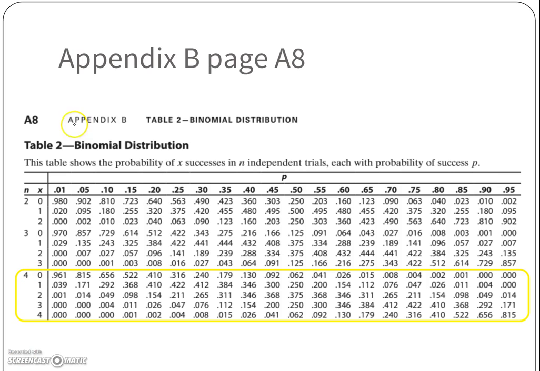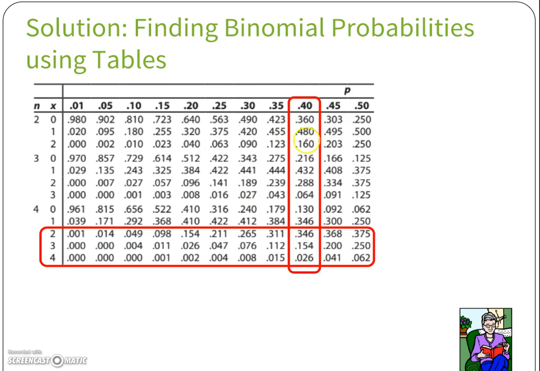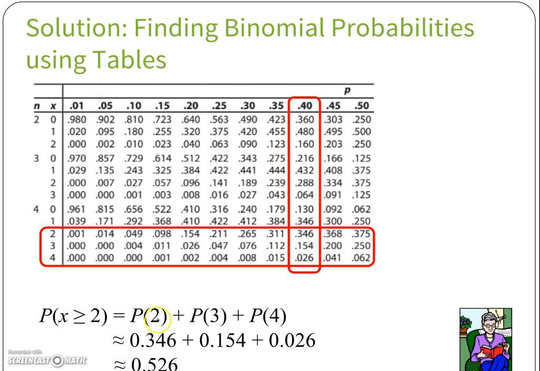In our appendix, A8 is the page number in appendix B, we can find these tables. Since our n is 4, we're looking for n is 4, and then we have our x's 0, 1, 2, 3, 4. We're looking at x equals 2, 3, and 4 when our probability is 0.4. So we're looking at the probabilities 0.4 and the rows 2, 3, and 4. So we're going to look at these 3 numbers. So we have 0.346, 0.154, and 0.026. And those are the probabilities of 2 successes, 3 successes, and 4 successes. Since we want the probability of at least 2, we're going to sum them all up and get a probability of about 0.526. So that's a little over 50%.